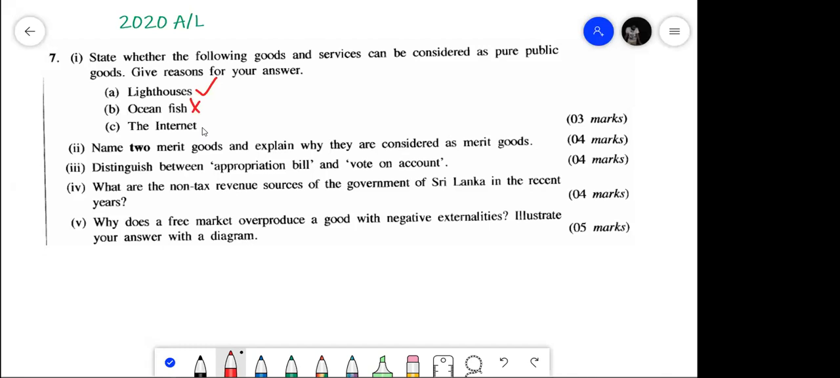Pure public or not? What can you tell about the internet? What do you all think? Yes or no? What can you say? Okay, first of all, on the internet, is there rivalry? Just because I'm using the internet, does that mean you can't use it? No, right? There is no rivalry. Can you exclude a person from using the internet?